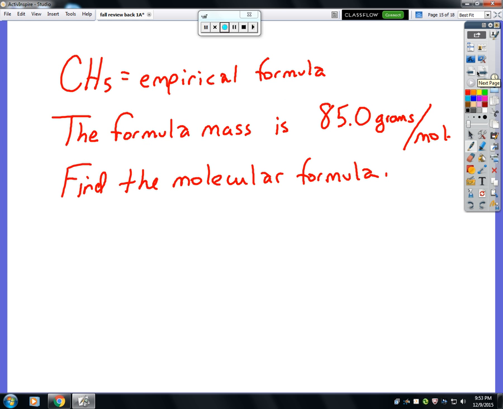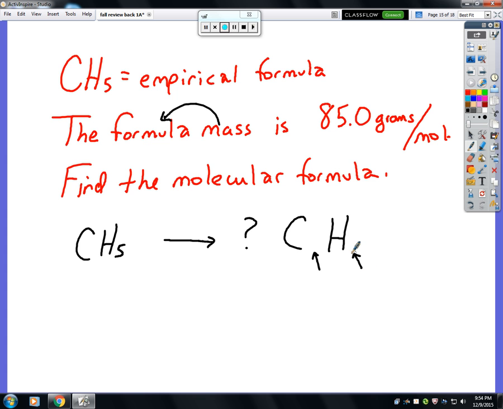CH5 is the empirical formula. The formula mass, or the mass of the real formula, the molecular formula, is 85 grams per mole. Find the molecular formula. So CH5 is its simplest form. You want to find out what it really is. C what? What are these numbers down here? That's your job. Now, what do you know? You know the mass of what it really is, 85 grams in 1 mole.